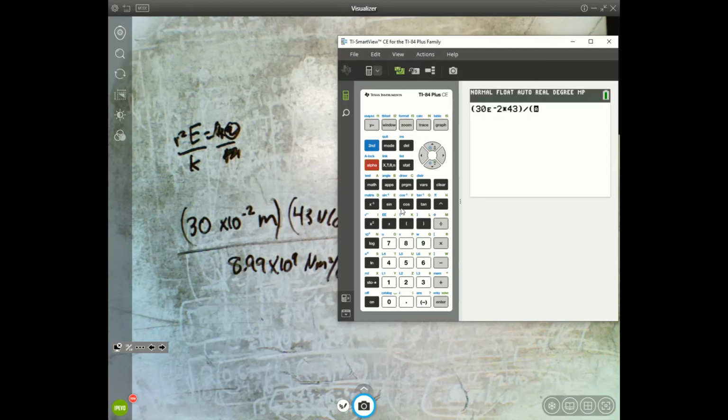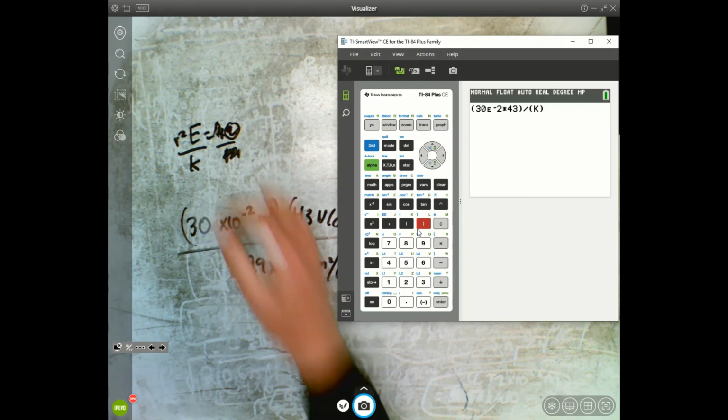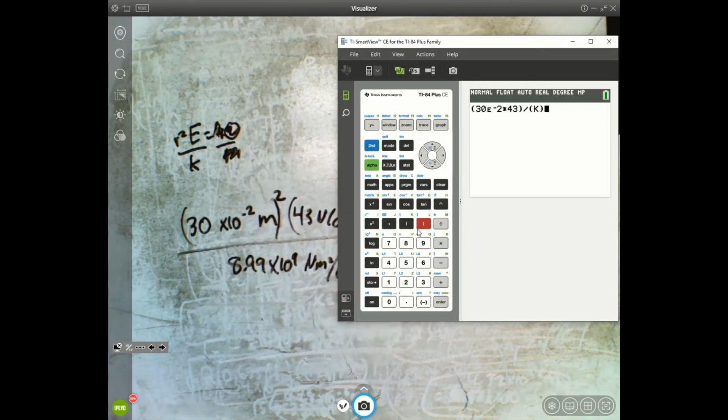So alpha k, and I just realized I made a mistake here. In the formula, this r is squared, so I have to square that r value as well. So I'll go back and I'll insert a squared there. There we go. So this squared times 43 divided by k. There we go.